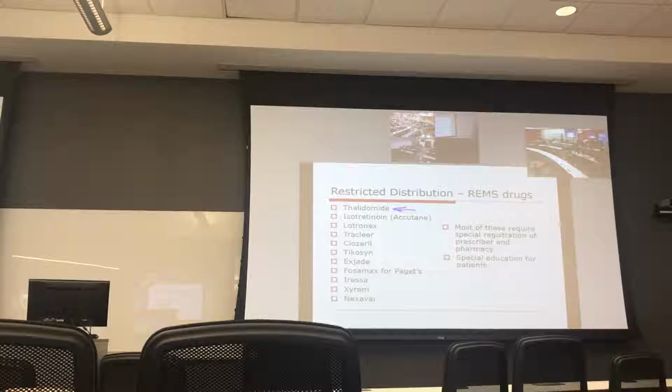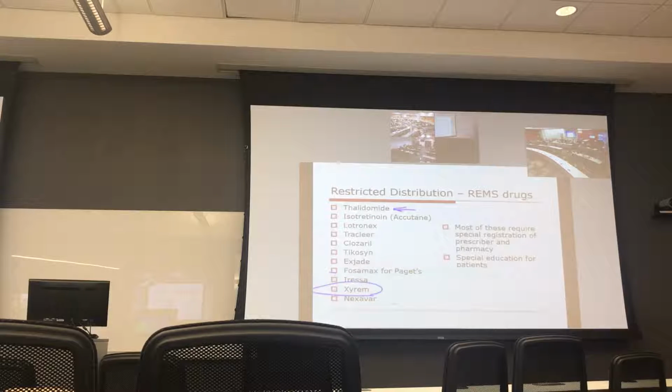But again, you may work in a pharmacy that would have that. These are kind of arranged. Again, many of you may use Fosamax. This is specifically Fosamax for Paget's disease, requires the REMS. Some of these others, Clozaril, things like that, you probably do dispense.